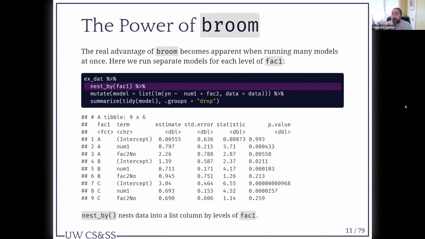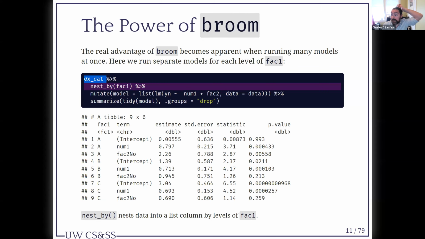So Broom is powerful. The real advantages of using Broom become a lot more apparent when you start running multiple models at once instead of a single model. Here's a slightly advanced example that uses some things I do not teach in this class, but if you ever want to do something like this, you can look at the code I just wrote here and figure out how to adapt it. So what I say here is I begin with the original data I'm working with.